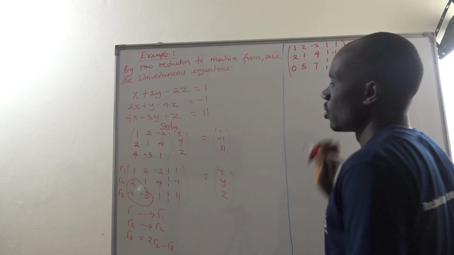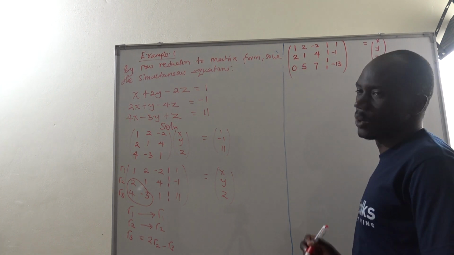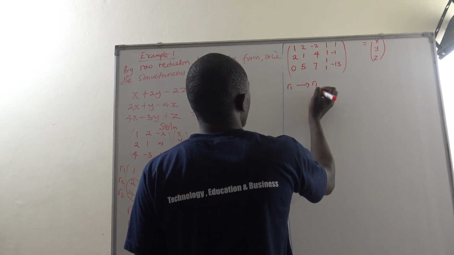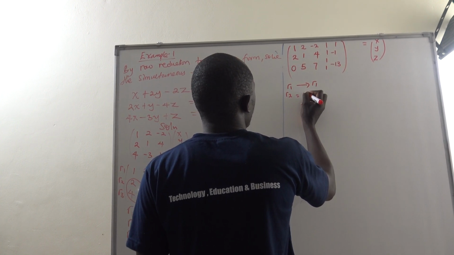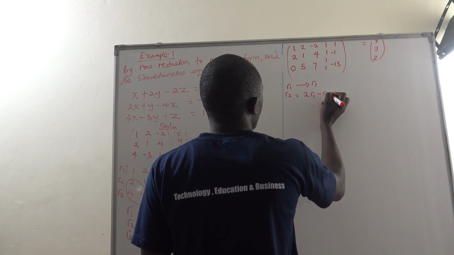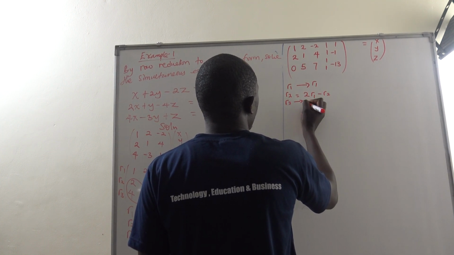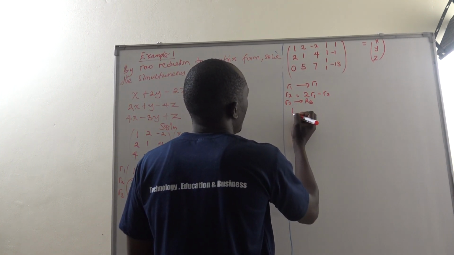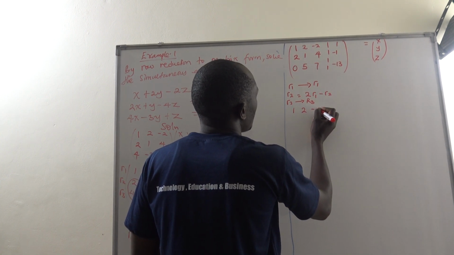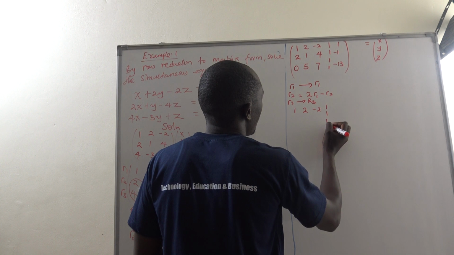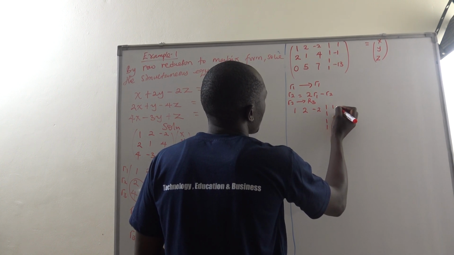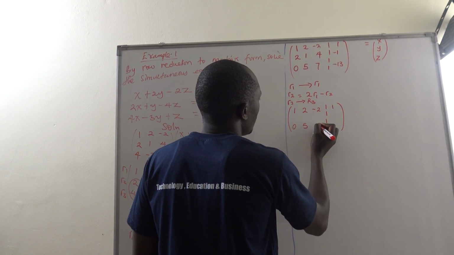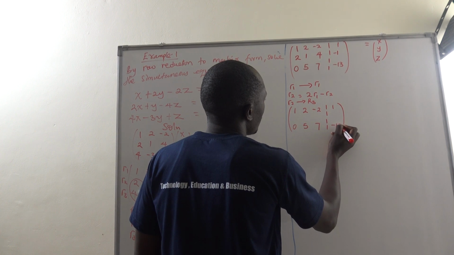So you can see I've already eliminated this one, it is already 0. So we are now going to go to that one. How can we eliminate it? Row 1 is kept as row 1. With row 2, I'm just going to say twice row 1 minus row 2. Row 3 for now, let me leave it as it is. So can we write our matrix? It becomes 1, 2, negative 2, and row 3 we have kept constant as 0, 5, 7, negative 13.